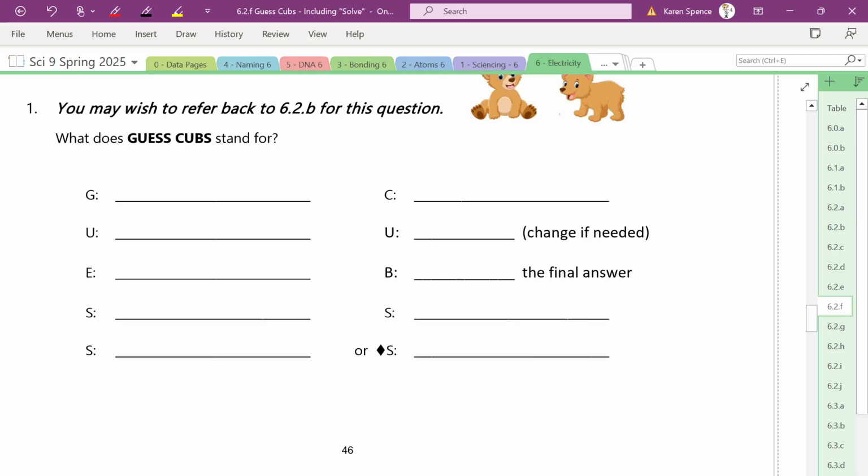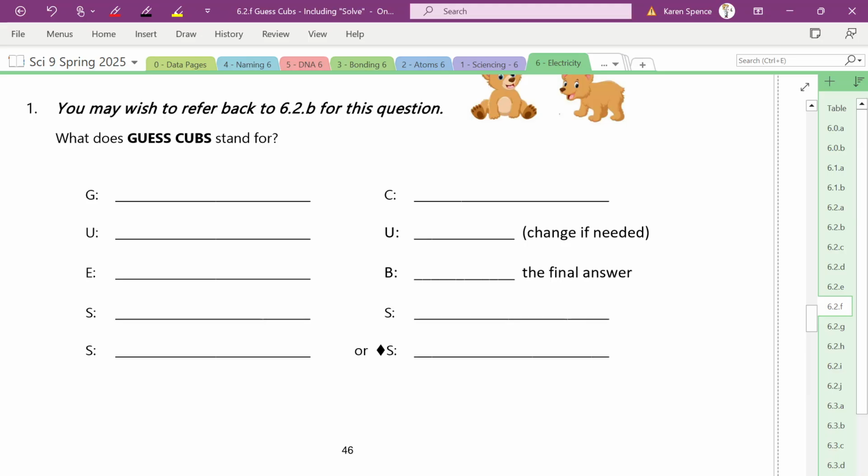There will be one Guess Cubs question, but it will not include solve, because a bunch of people were away today and didn't necessarily pick up that skill, right? So it'll just be like I equals Q over T, and you'll have to do the I. I will be your unknown. Okay?